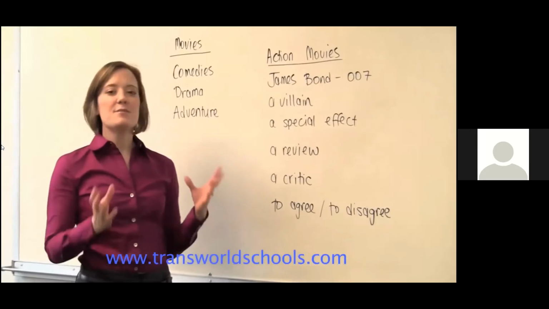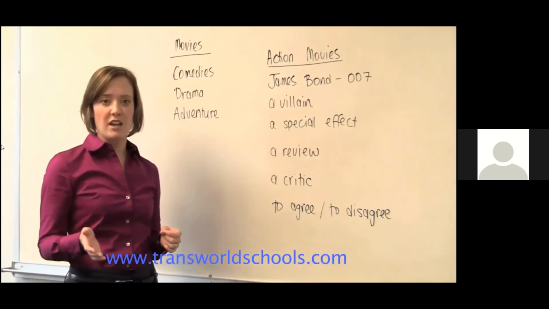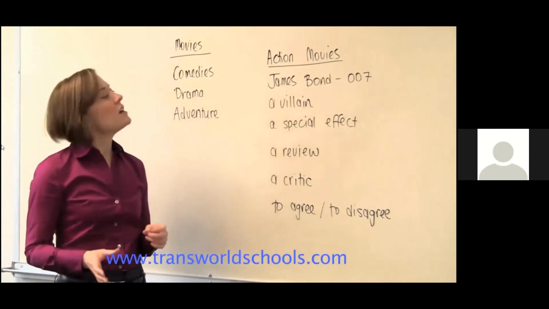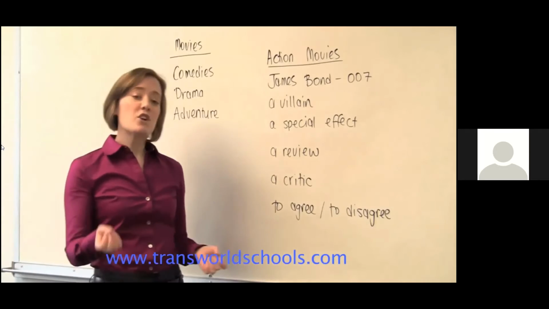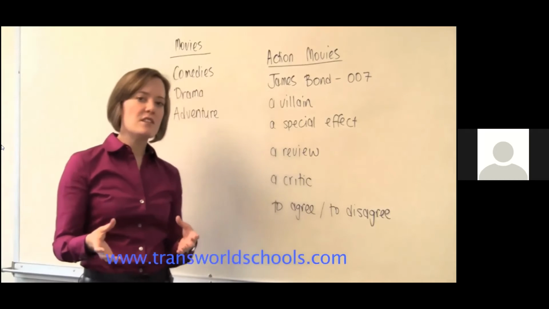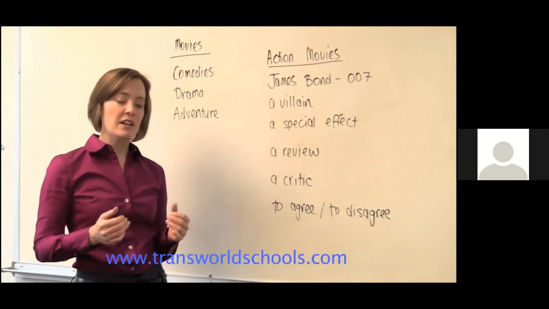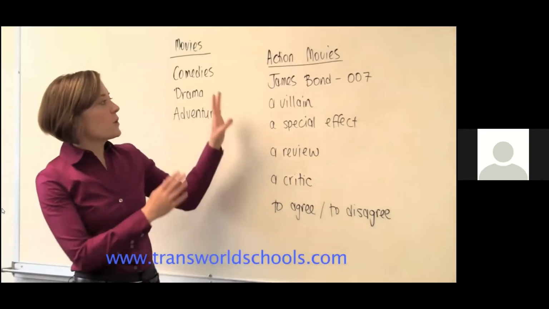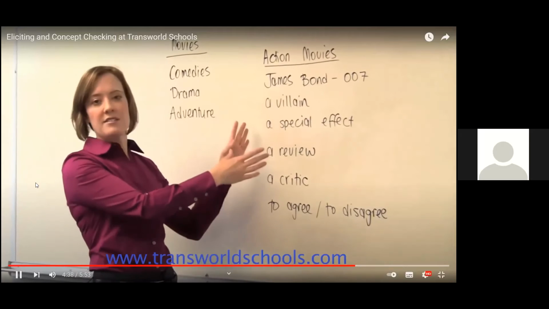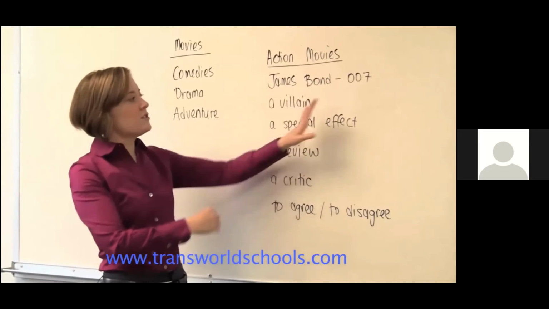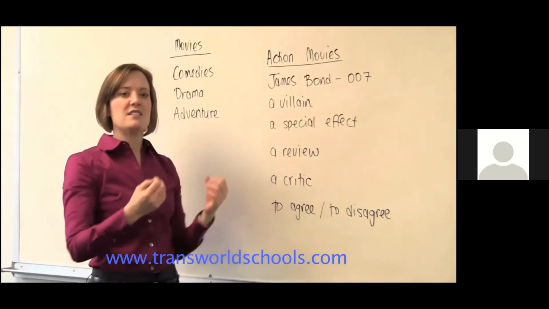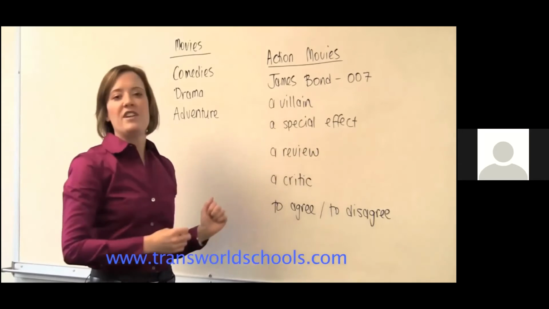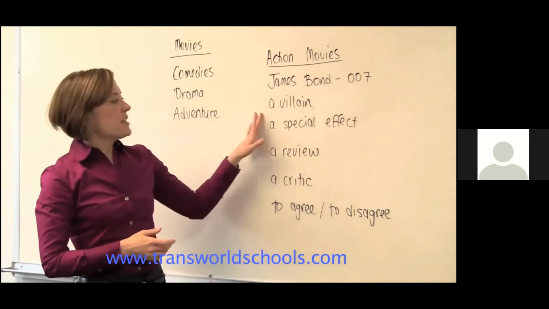Alright, so this is going to be an example of eliciting a concept check. Let's review it to make sure that everybody fully understands what's going on. When we elicit, what we're trying to do is ask questions to see if students are able to give us the vocabulary. And that shows us that they already know it. For example, when I say James Bond has a spy name, what is it? And students respond 007, I'm eliciting that response from them, and it tells me that they already know the answer to that question. The same thing with the villain.